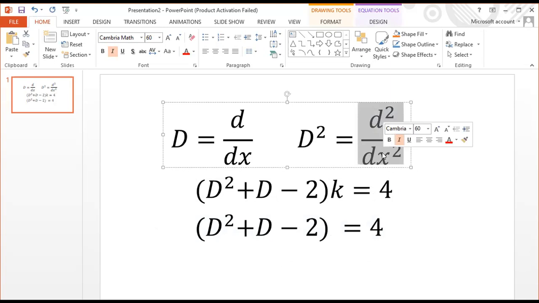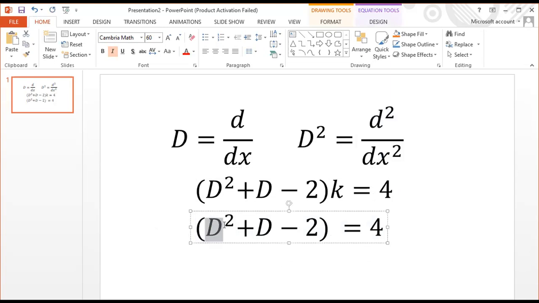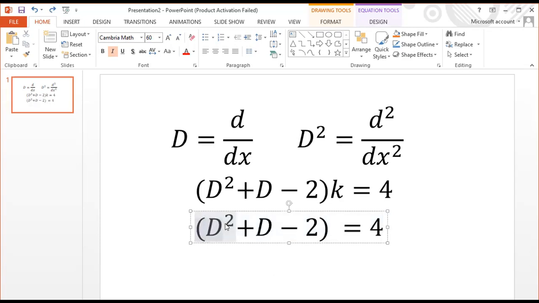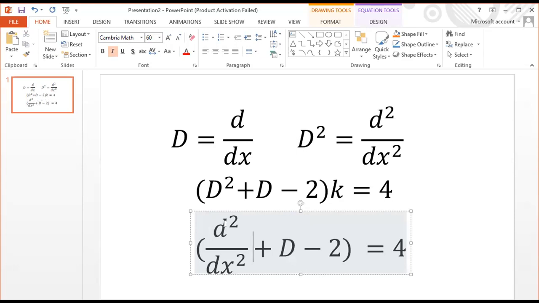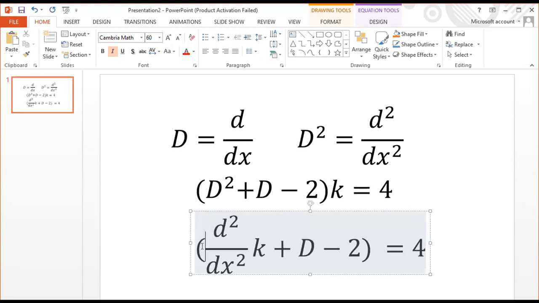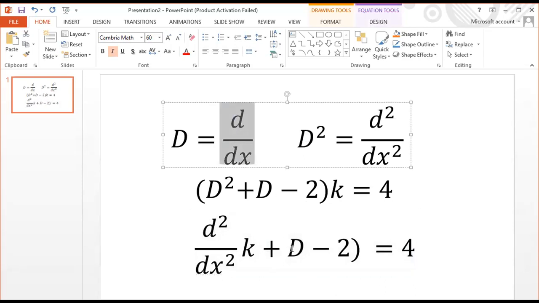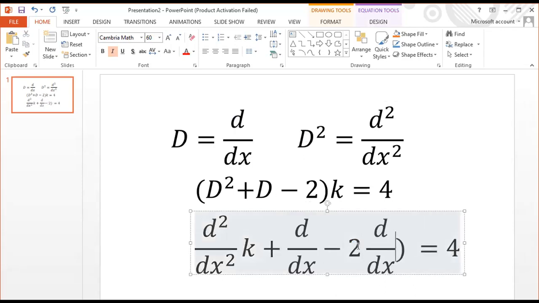I can put this one here. So I will now have this one to be, will give me this one here, then multiply the derivative of k. That means that I'm to differentiate k twice. Then in this case, I'm to differentiate this one once. So I'll have my k here.